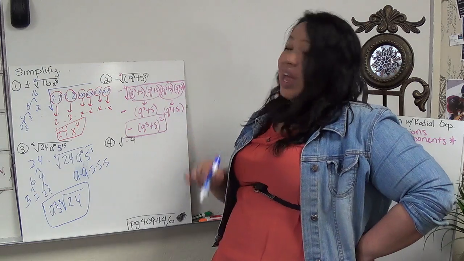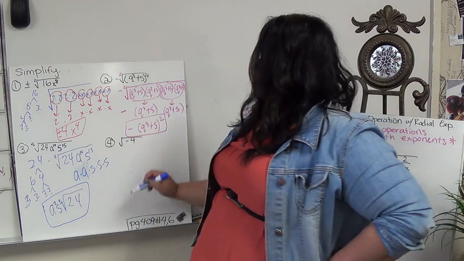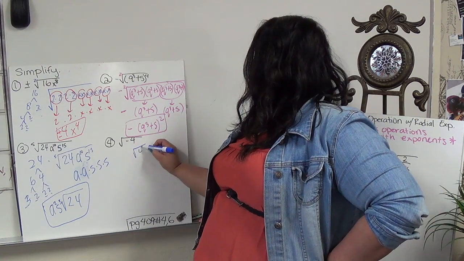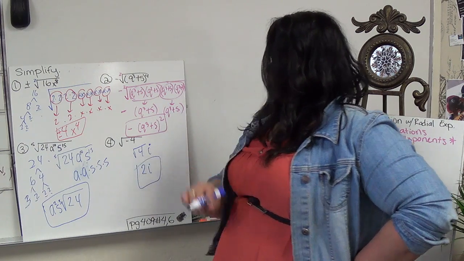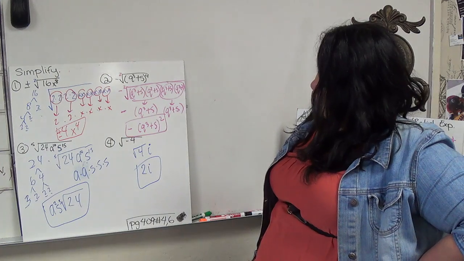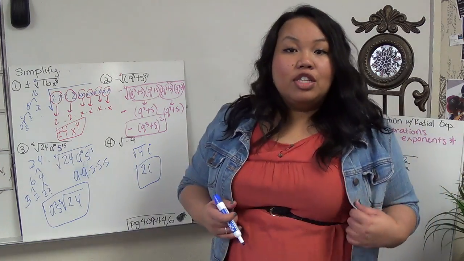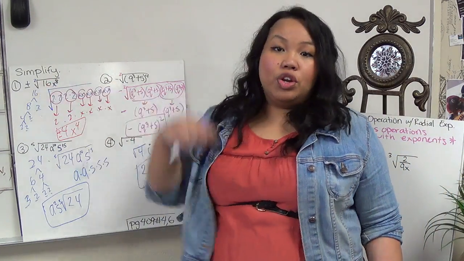Now 4, when we have a negative in there, this becomes an imaginary number. So it's the square root of 4i, which is 2i. So hopefully that kind of clarifies the rules of what the index does and what you're looking for.